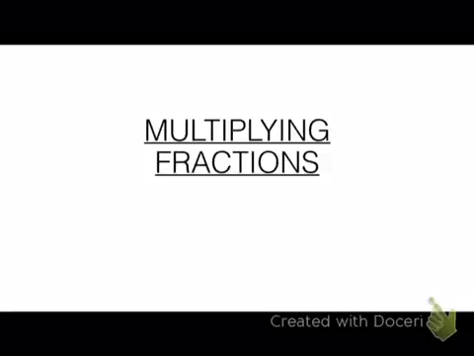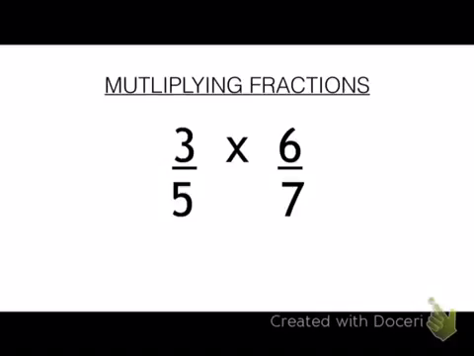Today we are going to look at multiplying fractions. When multiplying fractions, the process is pretty straightforward. You will find that the new numerator, or top number, is the product of the two numerators, and the new denominator, or bottom number, is the product of the two denominators.